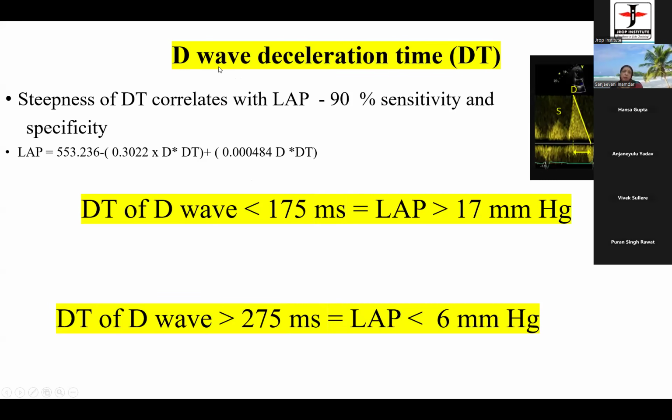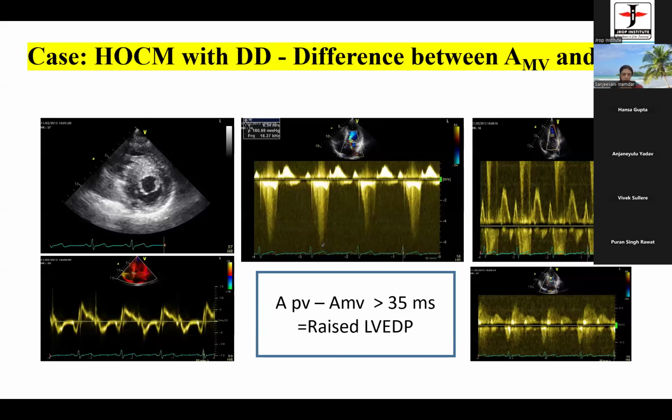Again, a very useful parameter is D wave deceleration. Very simple to do, absolutely simple. Steepness of DT correlates with LAP, 90% sensitivity and specificity. It's a very complicated formula, but to make it very simple, deceleration of D wave less than 175 is equivalent to LAP more than 20. Patient is bad. And deceleration more than 275, LAP is less than 6. Very simple. You judge the patient. If the patient is breathless and having this DT, the patient needs diuretic and other treatment.